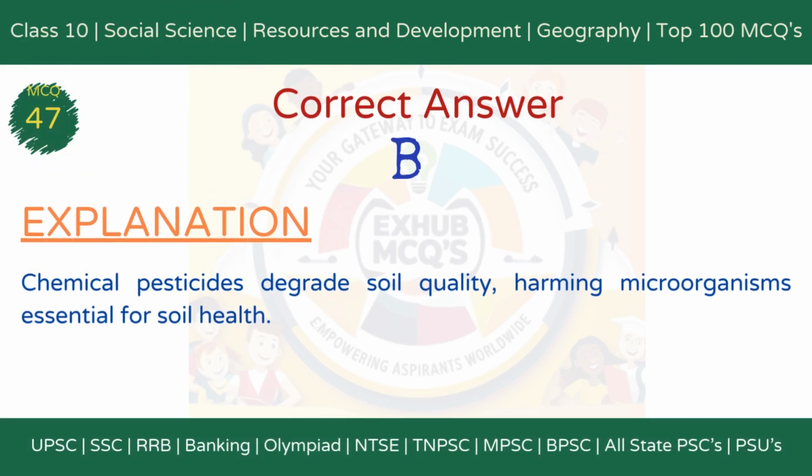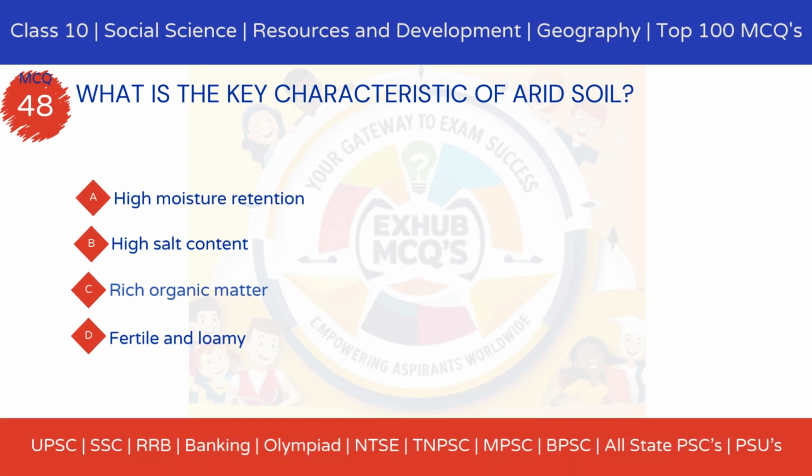The correct answer is option B, chemical pesticide use. Explanation: chemical pesticides degrade soil quality, harming microorganisms essential for soil health. MCQ 48. What is the key characteristic of arid soil? Option A, high moisture retention. Option B, high salt content. Option C, rich organic matter. Option D, fertile and loamy.